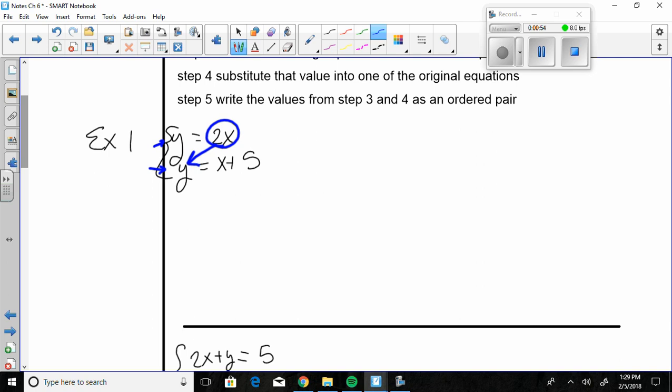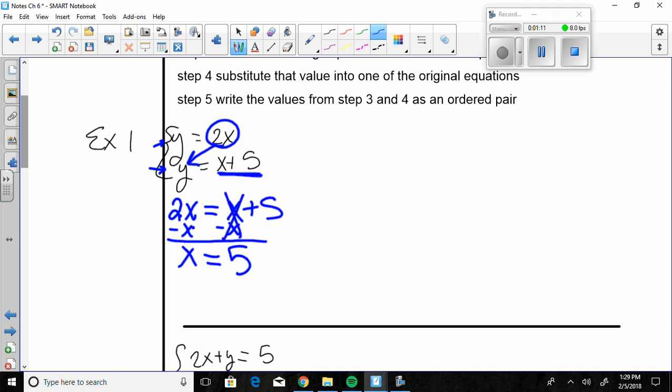When you substitute 2x in for y, it still equals whatever is on the other side, x plus 5. And now you can solve for x. Subtract x from both sides, and you get x equals 5. Then you take this 5 and plug it back into one of the equations. We'll go to the simpler one.